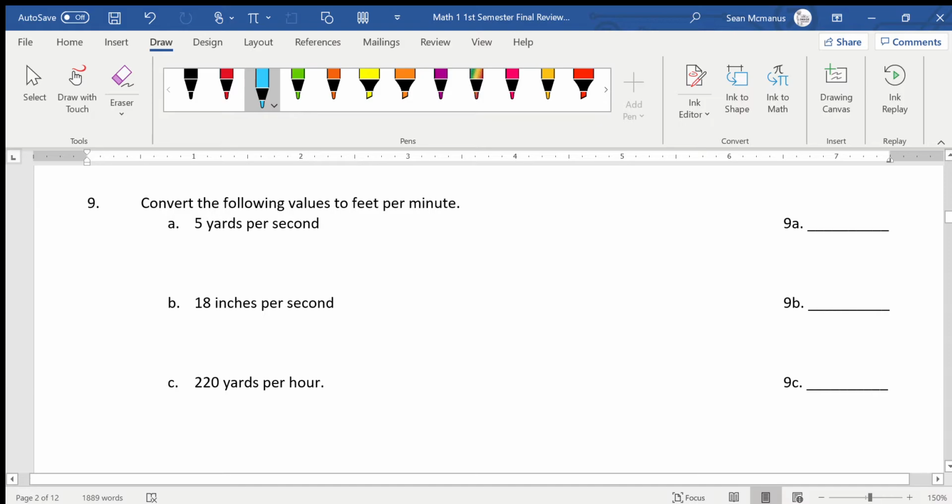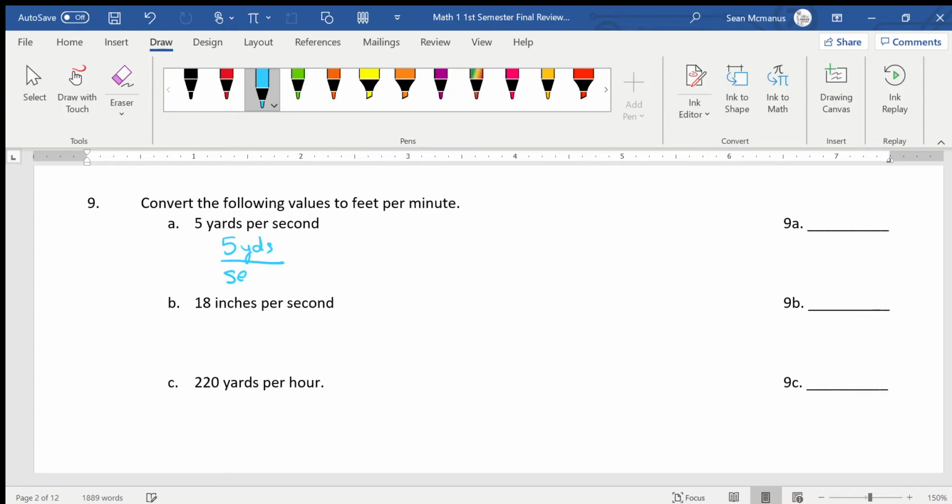Okay, so continuing on with our study guide here, number 9, convert the following values to feet per minute. So these were our conversion factors. So 5 yards per, right, means division. So I'm going to put the division sign per 1 second. And we want to make this into feet per minute. So that means we need to go from yards per second to feet per minute.